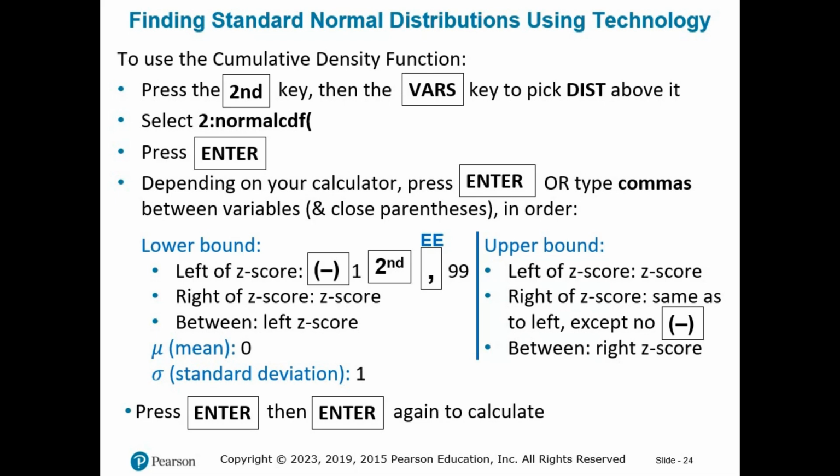Your second option, if you're doing a right of z-score problem, you want to put a very large positive number in scientific notation, just like what we had listed to the left, just without the negative symbol. Your third option, if you're doing a problem where the area is between two z-scores, you want to put in your upper bound the rightmost z-score. Then your next choice is your mu or mean, and this should always be 0 because we're doing a standard normal distribution. And sigma or standard deviation should always be 1. Then press enter and then press enter again to calculate.